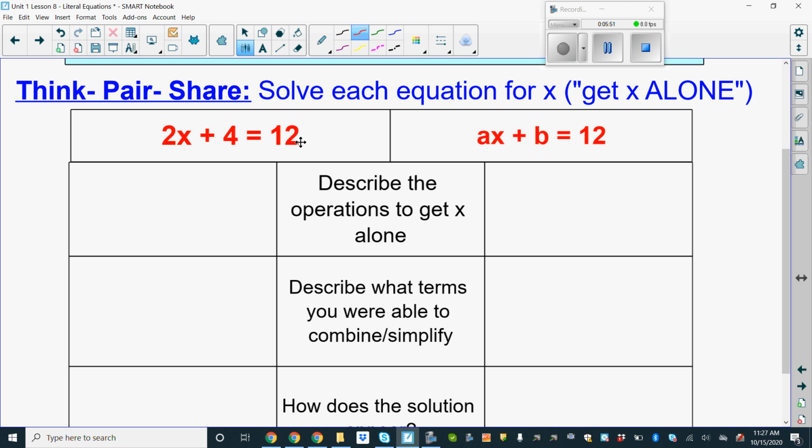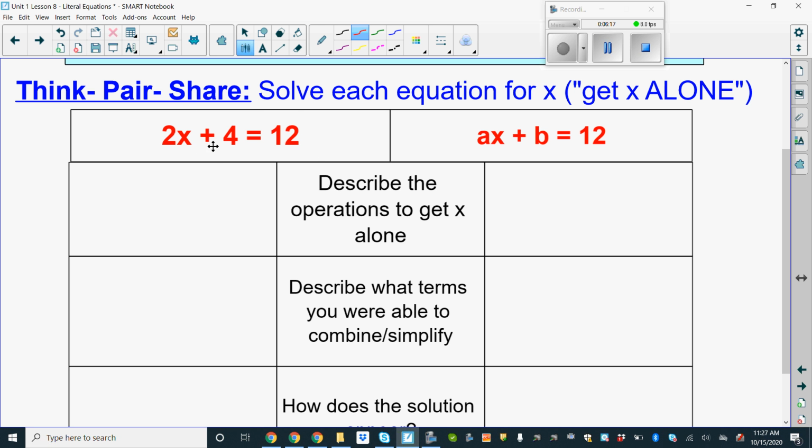So I have here two equations set up with the same operations, but instead of having a 2x, we have an ax, and instead of a 4, we have a b. So I'm going to show you how we would solve for, say, x in the equation with all variables, as well as an equation when we've seen it with just numbers, okay?